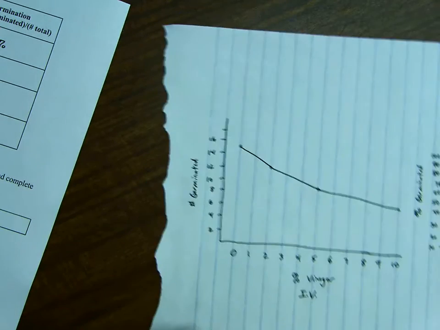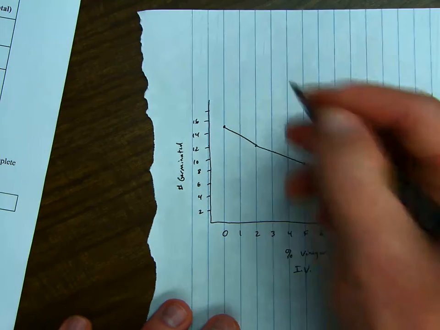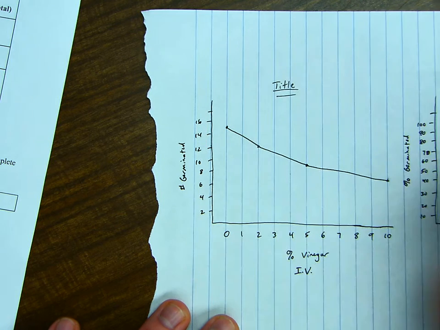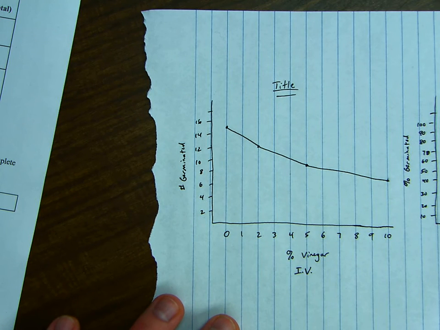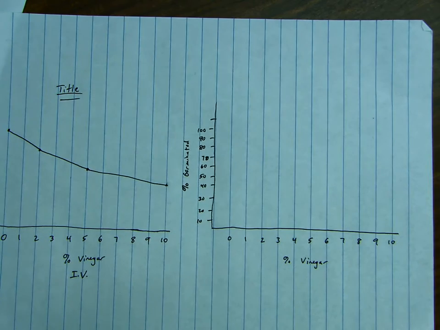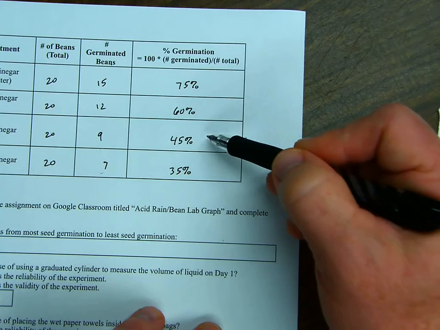Okay, pretty straightforward on that as well. Okay, make sure, and I'm not going to give you the title for this, but make sure you write a title for what that graph is representing. Okay, so next graph, this one's going to be percent germinated. Okay, so it's going to be this column here.